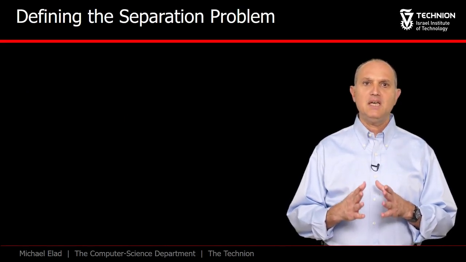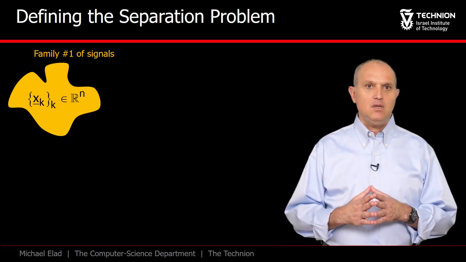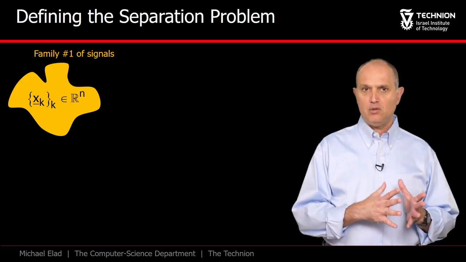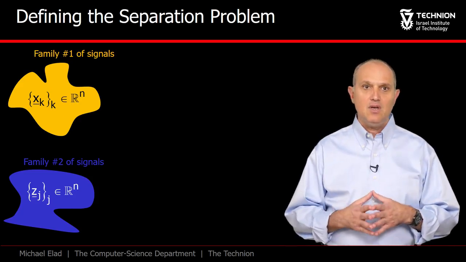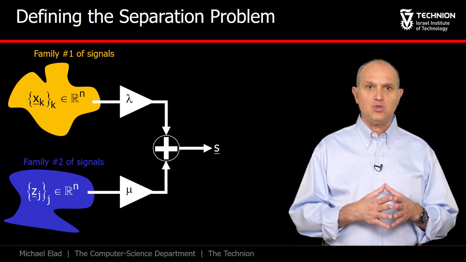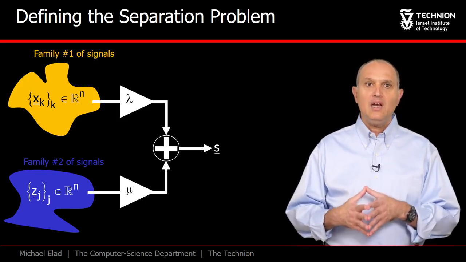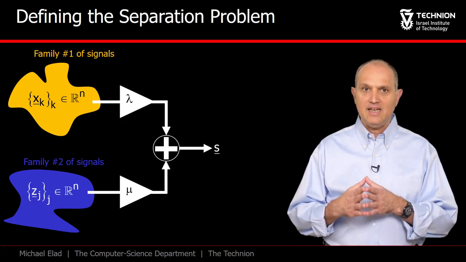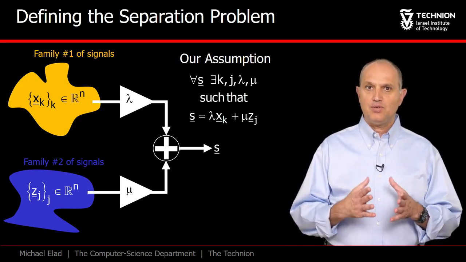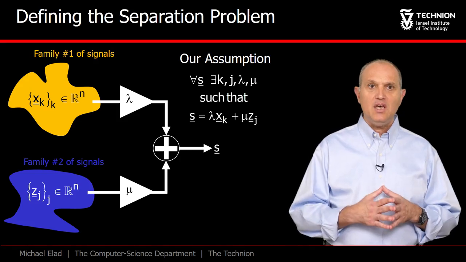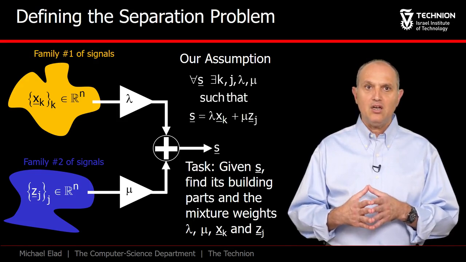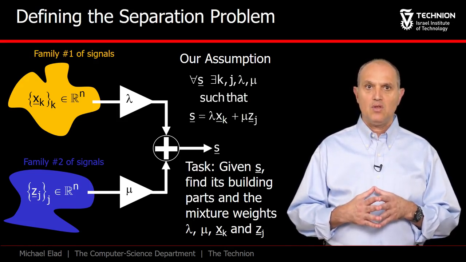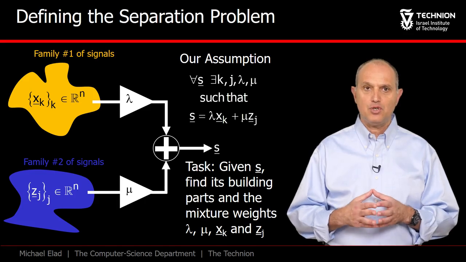What do we mean by signal separation? Assume that there is a family of signals denoted as X and another different family of signals denoted as Z. Now suppose that we take an instance of each and combine the two linearly, getting the signal S. It is our assumption that every S we see can be posed as such a mixture, and our goal is to decompose it back to its building ingredients. This is the essence of the separation problem.